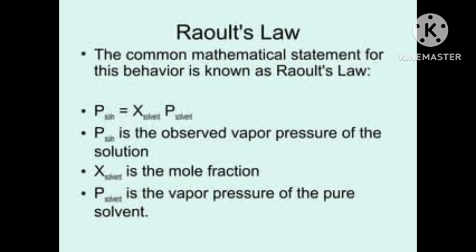Then what will you get? P total will be X1 P1⁰ plus, and the value of P2 you also put, P2 is equal to X2 P2⁰. Here X1 and X2 are the mole fractions of component 1 and component 2.